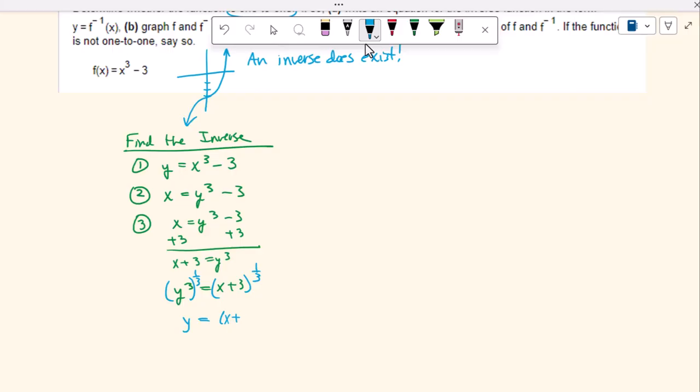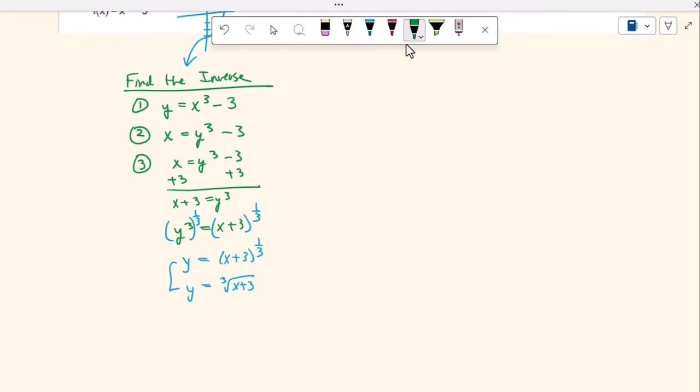Now if I wanted to rewrite that in radical notation, that would be the cubic root of x plus 3. So either one of these would be considered the inverse. And then our fourth and final step is I replace y with f inverse of x notation. So f inverse of x equals the cubic root of x plus 3. Okay, so there is my inverse.